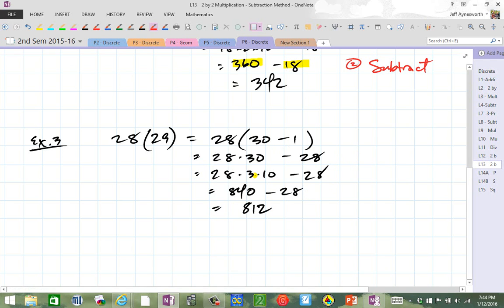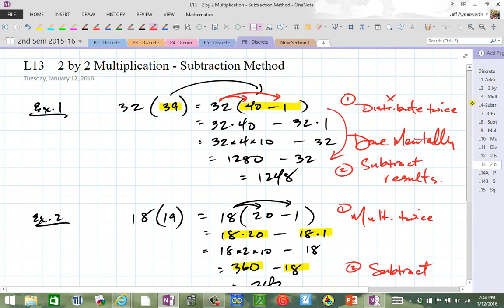Okay, so you multiply in your head twice, and then you subtract. So this is basically step 1, and this is basically step 2, and this is done mentally when you get good. All right, that's your goal anyway. So this is done mentally. Multiply twice, subtract. Okay, there's 3 basic mental steps right there to multiply two-digit numbers, using what's called the subtraction method.